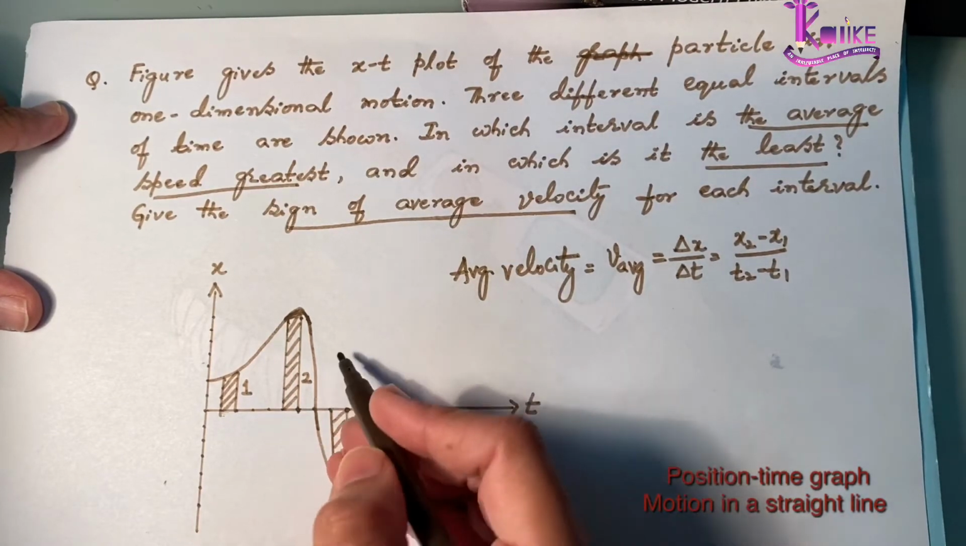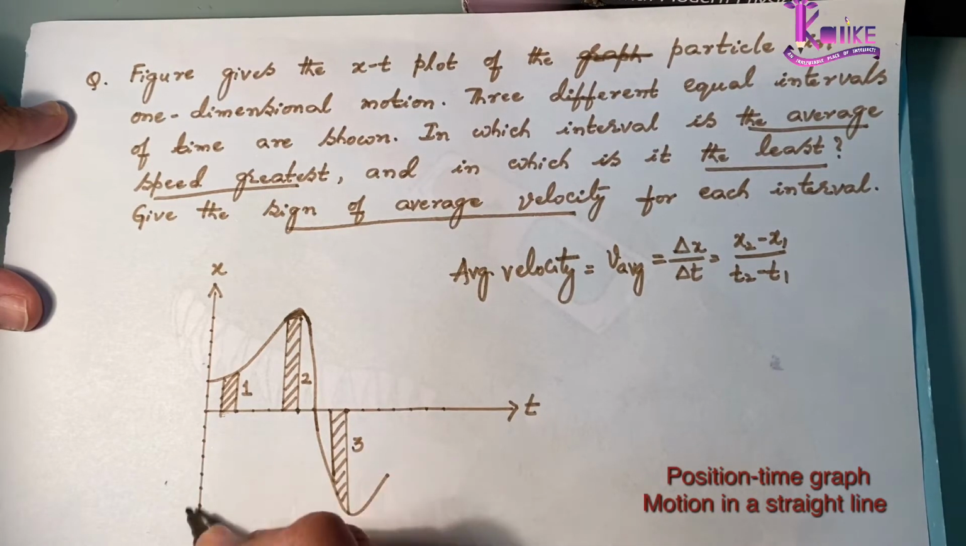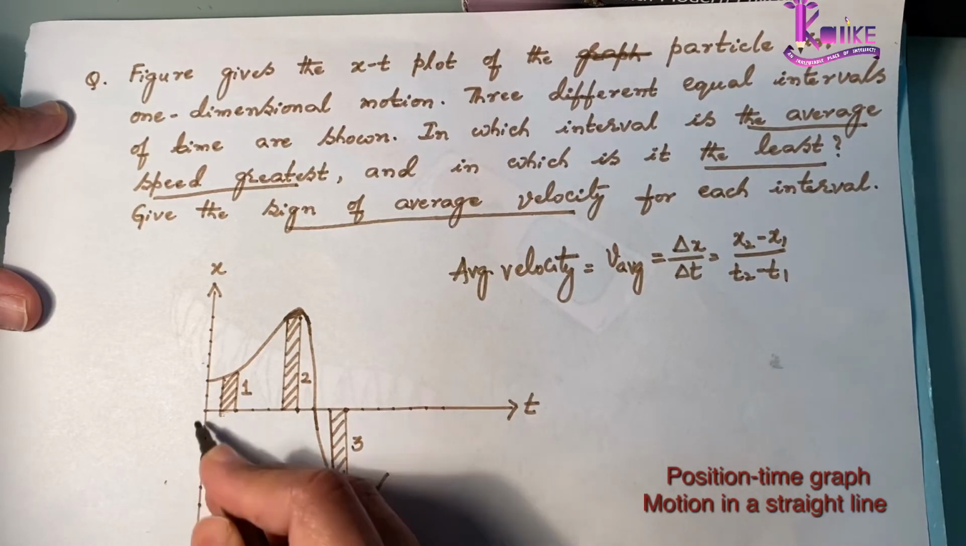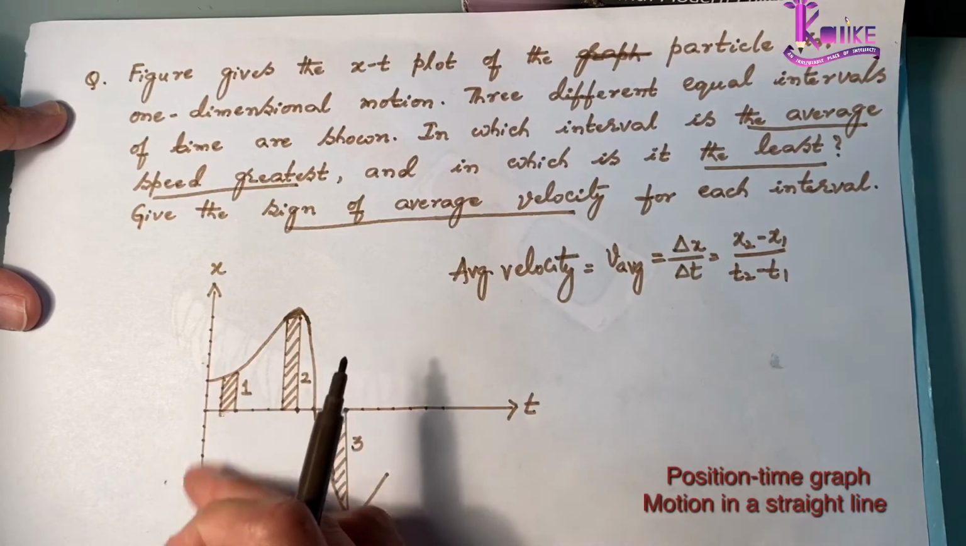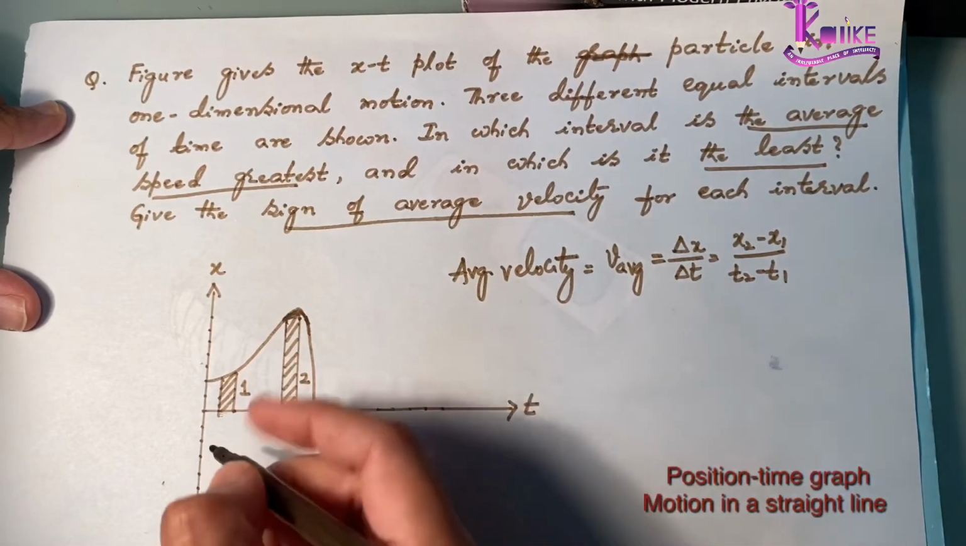So you see that this is in the first quadrant and this is in the fourth quadrant, where the fourth quadrant will have a negative value of x on the y-axis. So it's easy to calculate. Let's begin. Let's start graduating.